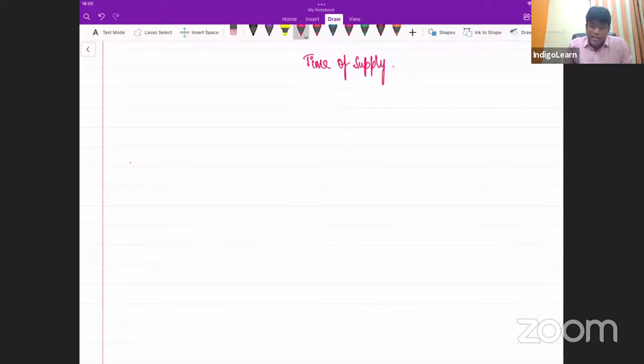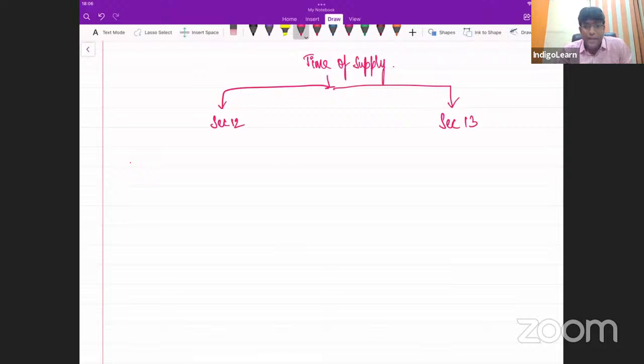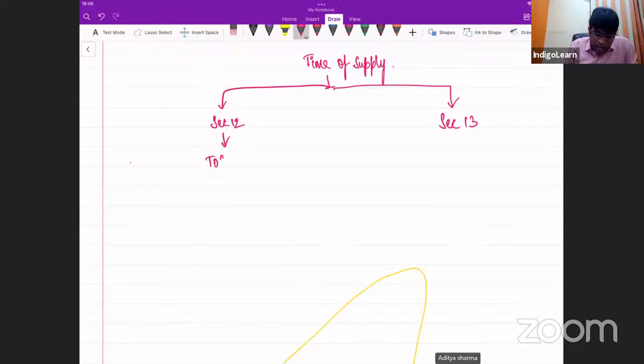Time of supply. So this topic, time of supply, we have got two interesting sections in our syllabus. Section 12, and on the other side, section 13. I repeat, we have got two interesting sections, section 12 and section 13. Section 12 deals with time of supply in case of goods. Section 13 deals with time of supply in case of services.